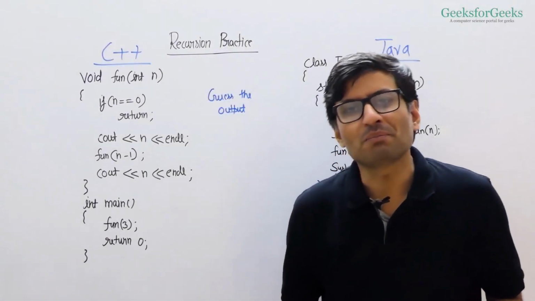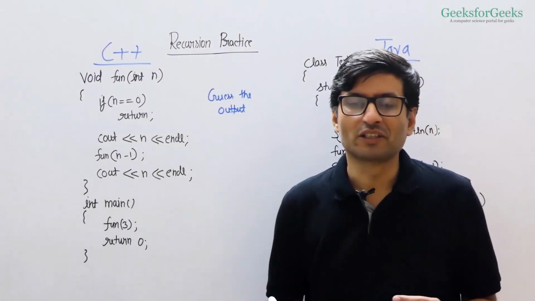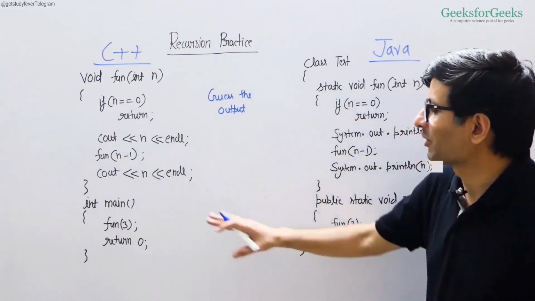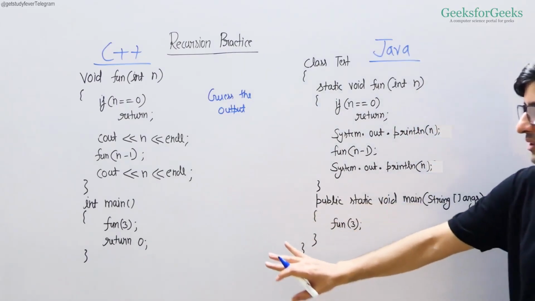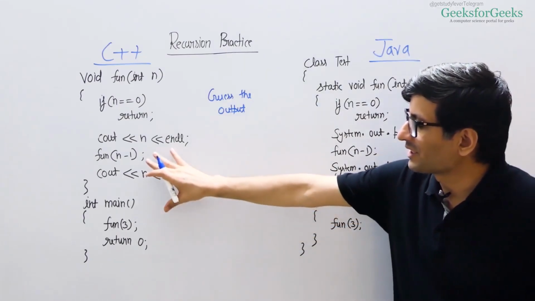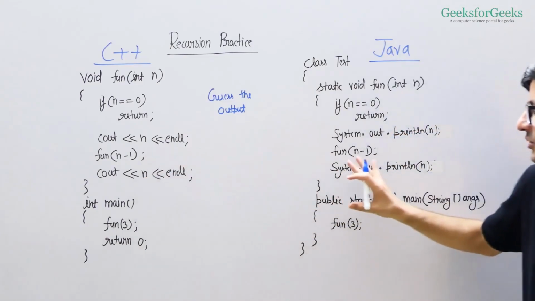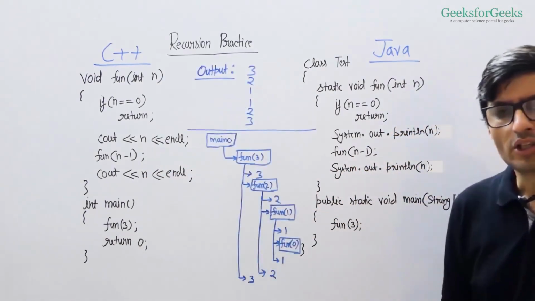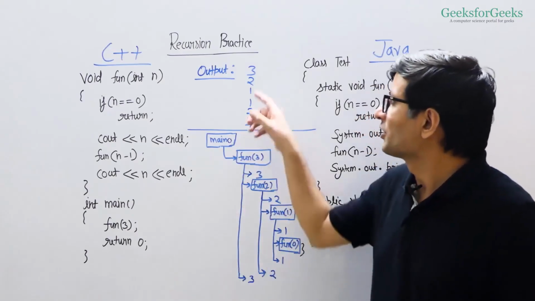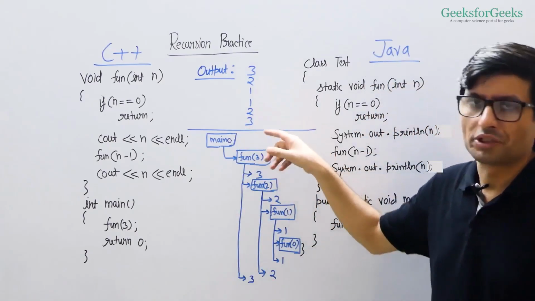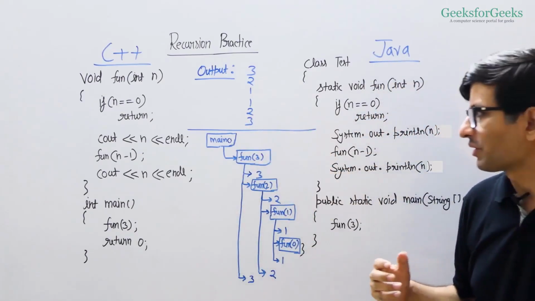Let us now do some practice questions for recursion. Please take a closer look at this program and try to guess the output. The programs are the same, it is just that this one is written in C++ and this one is written in Java. The output of this program is 3, 2, 1, 1, 2, 3. Let's see how we get this output.